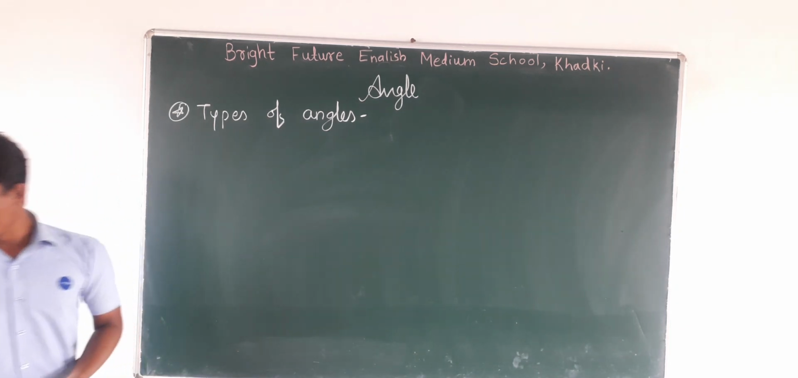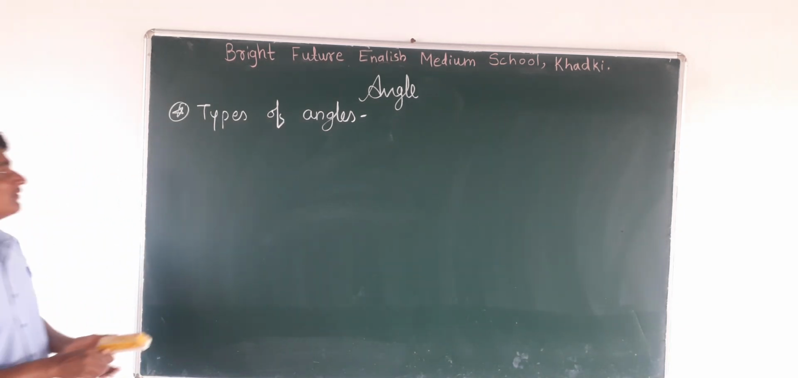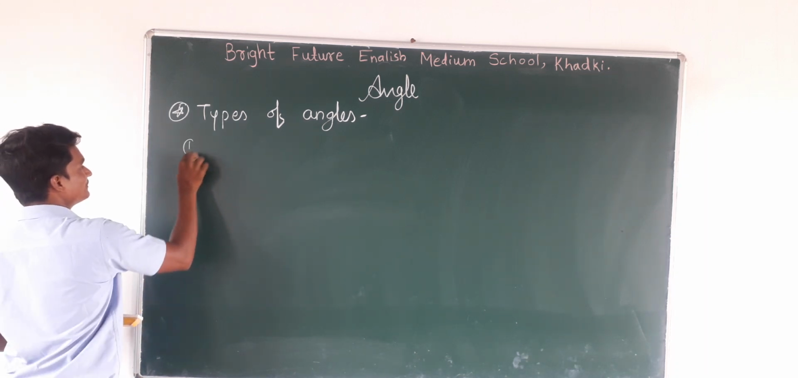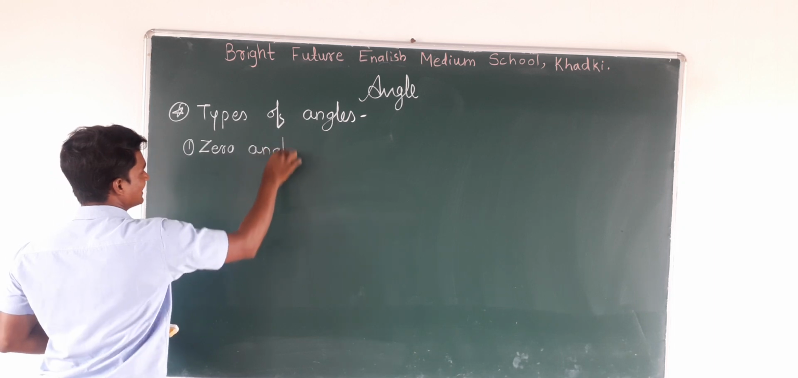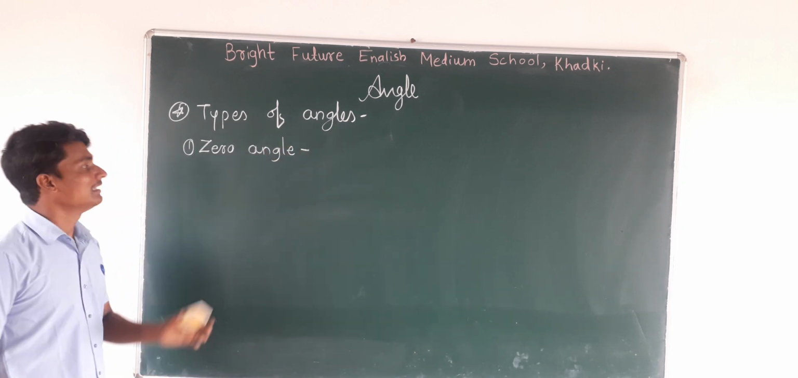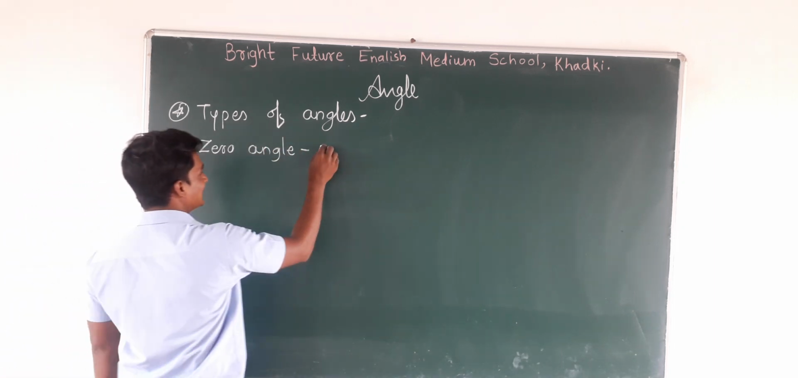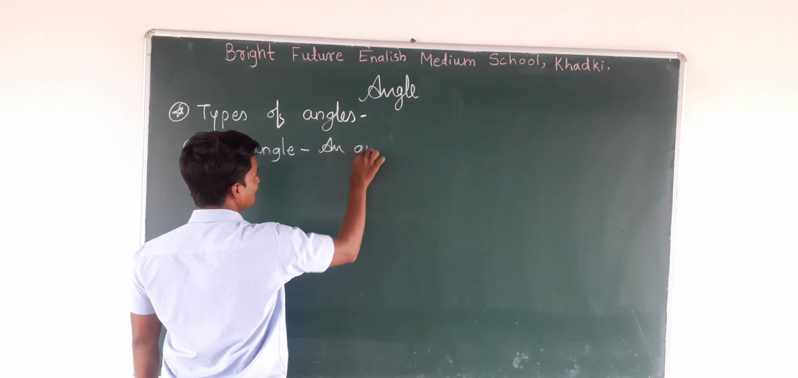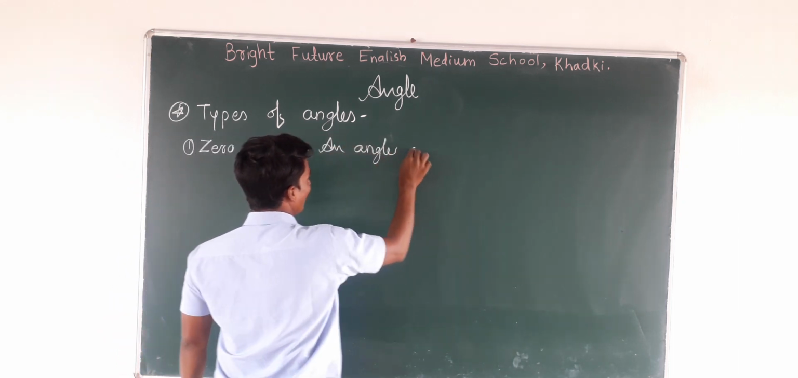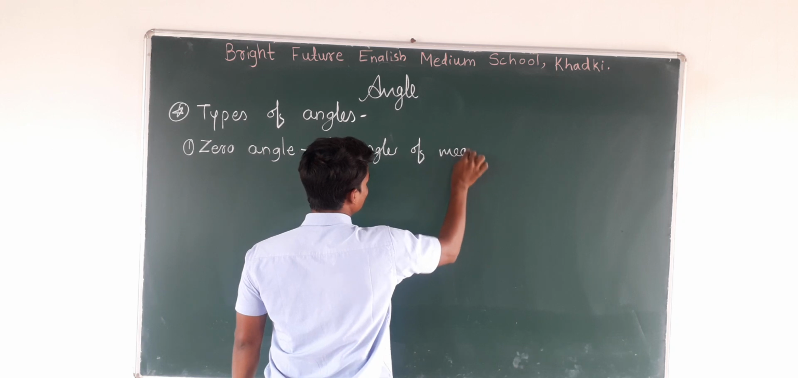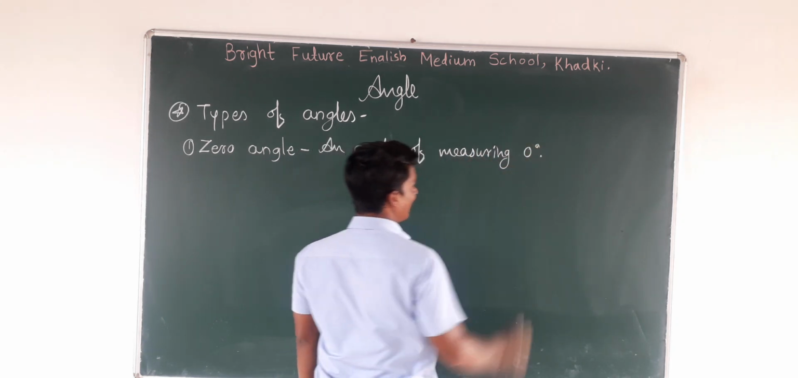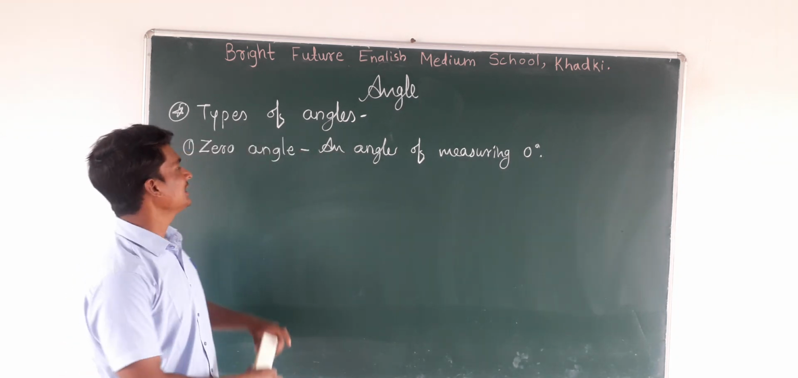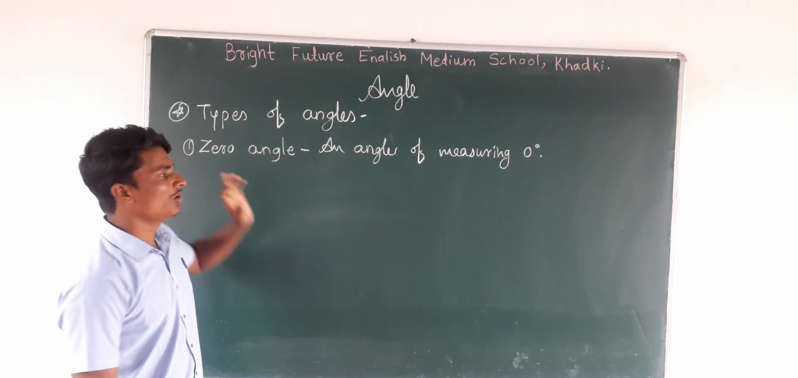So we will start our angle topic. The first type is the zero angle. Now, zero angle means what? Its definition is that an angle measuring 0 degree is called a zero angle.